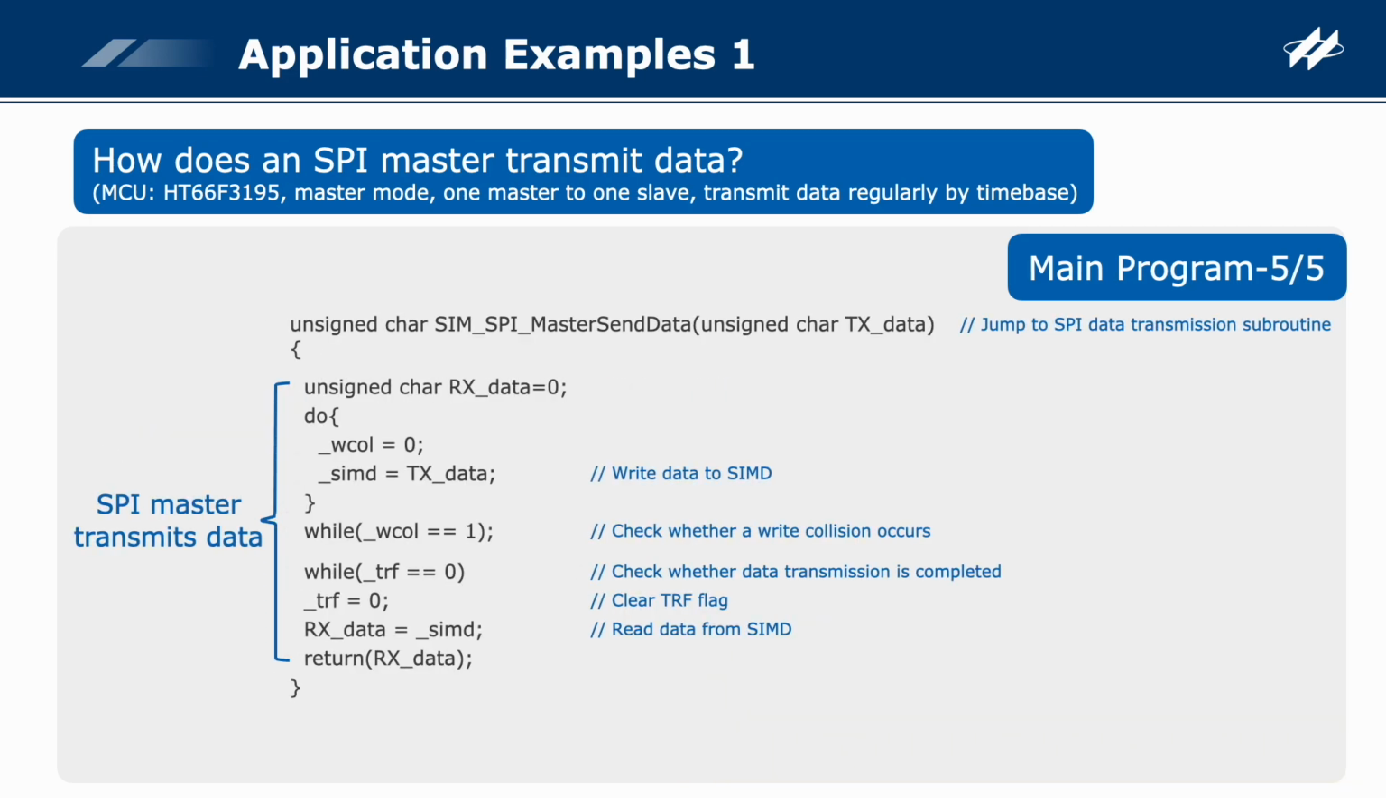Finally, write the SPI transmission subroutine. Write the data to be transmitted to SIMD. Check the WCOL bit to determine whether a write collision occurs. If no, continuously check the TRF flag state to wait for the data transmission completion.